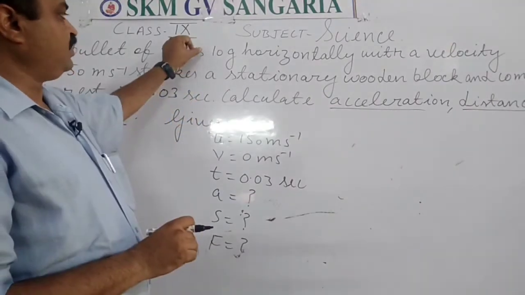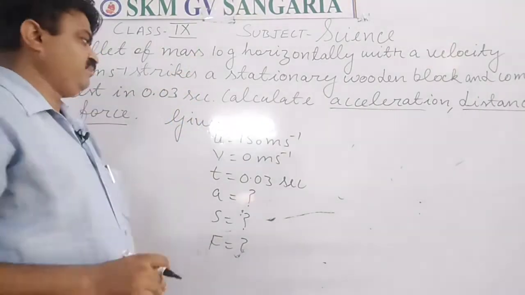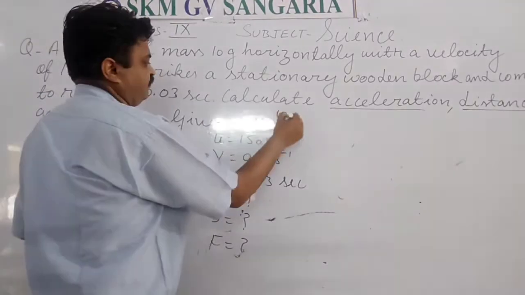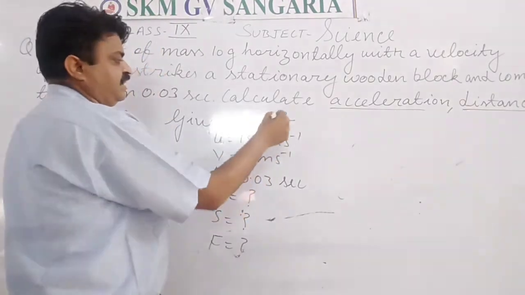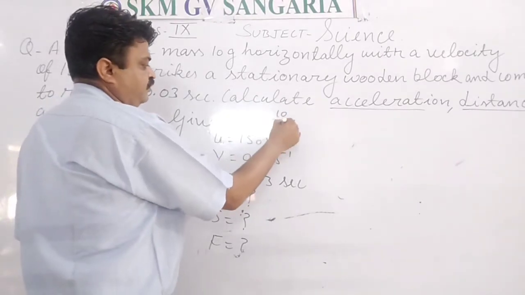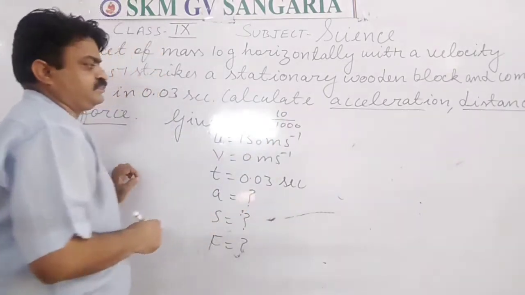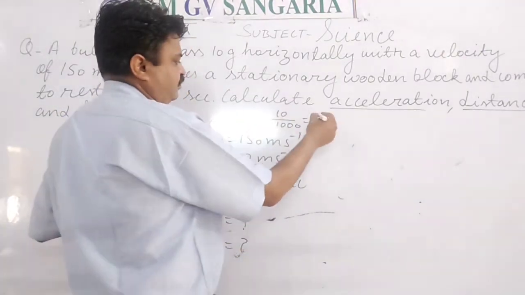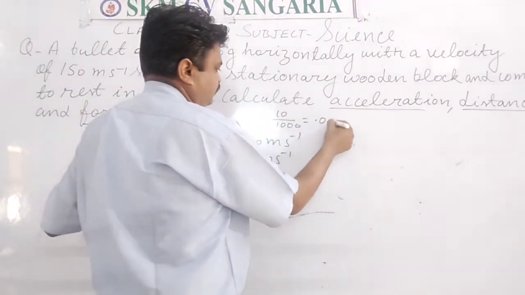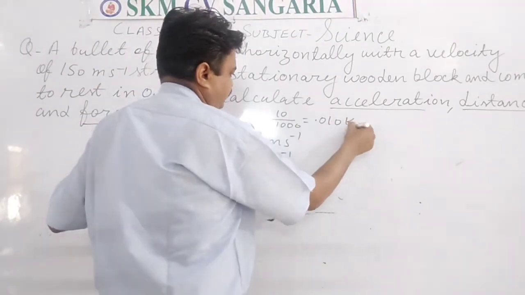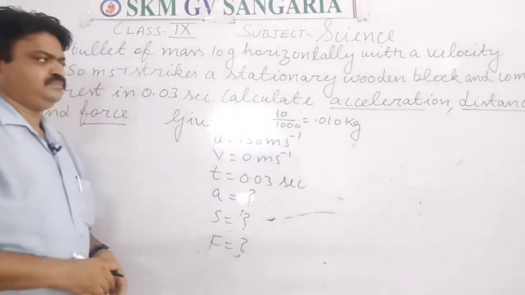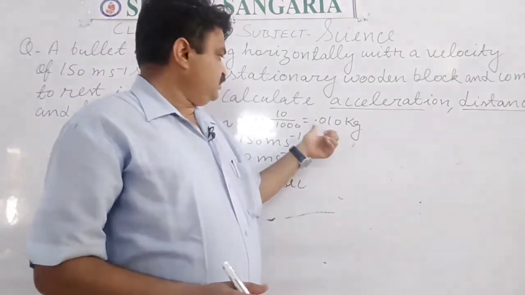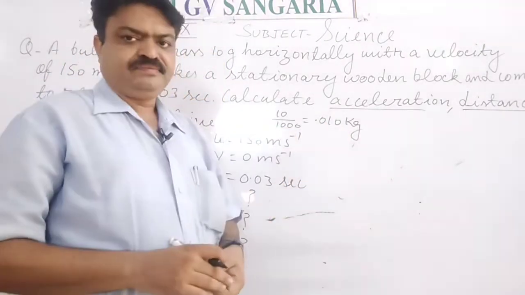And the mass of the bullet is also given here. It is given, mass is 10 gram. And this 10 gram we will convert into kilogram, student. 10 divided by 1000, and in kilogram it will be 0.010 kg. So the mass is also given here.